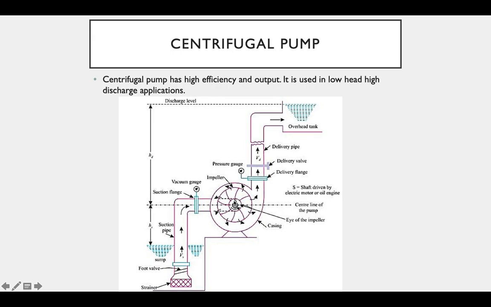And then due to the pressure difference created here, the fluid in the sump level will rise through the suction pipe. And then this process continues. So we have a continuous pumping of water. Now water once filled in the suction pipe will not go down, because the foot valve is a one way and a non-return valve. So this is the basic working of a centrifugal pump.